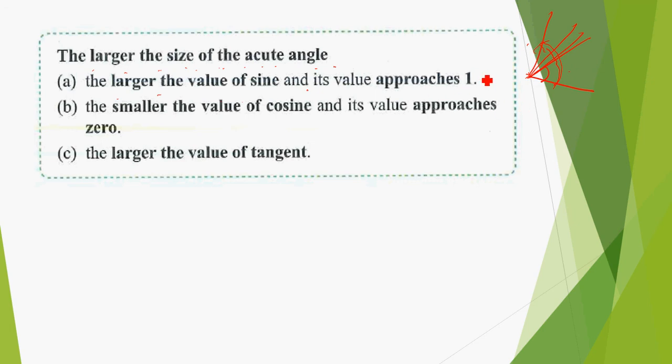the maximum is 1. The larger the size, the smaller the value of cosine and its value approaches 0. Different from sine, when the angle increases in size, the value of cosine becomes smaller, and when it approaches cos 90, the value of cosine will be 0. And for tangent, the larger the size of the acute angle, the larger the value of tangent. That means when the size of the acute angle becomes larger, the value of tangent also becomes larger.